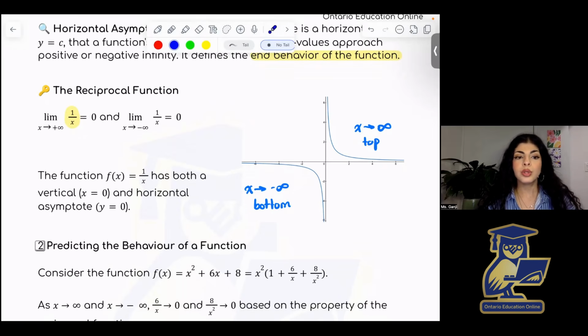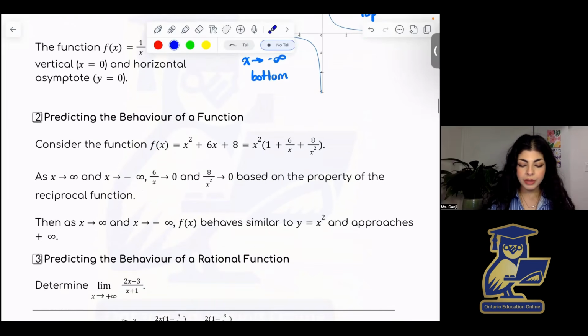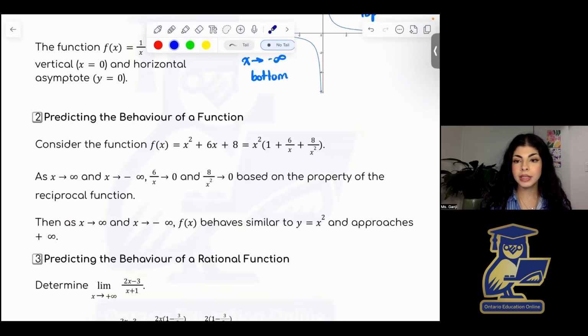So how do we find these horizontal asymptotes now? Because it's going to be a little bit different from vertical asymptotes. So consider first this example, x squared plus 6x plus 8. What we do is we factor out the highest degree of x in our polynomial. So in this case, x squared. So that we end up with rational functions here. So 6 over x and 8 over x squared.